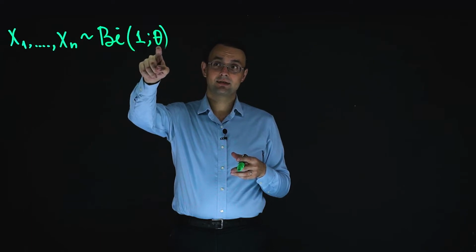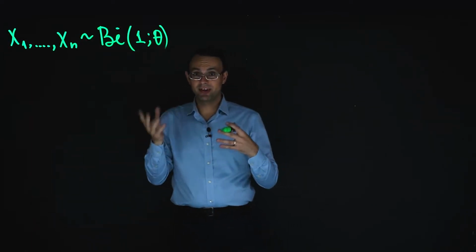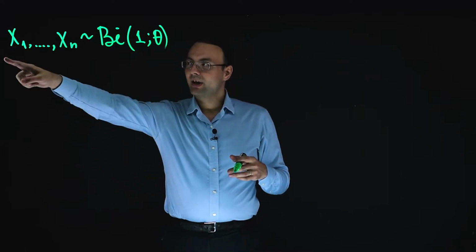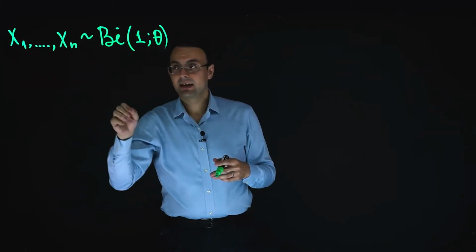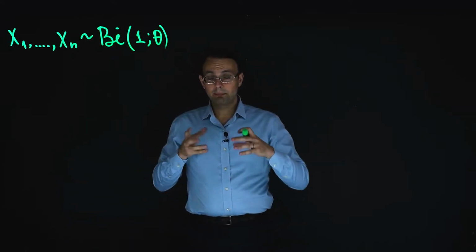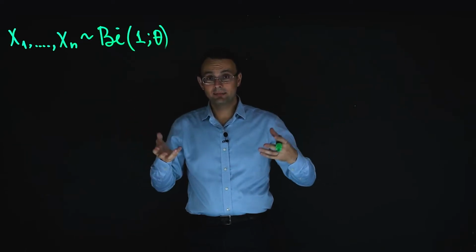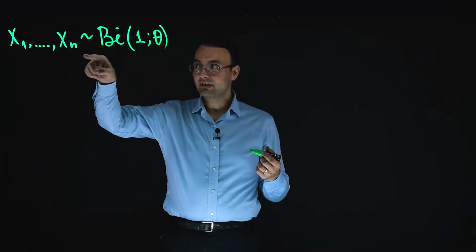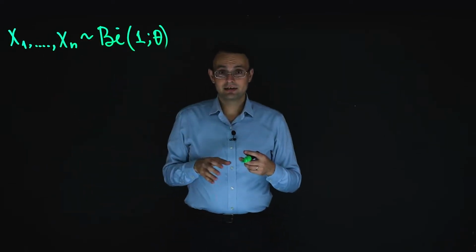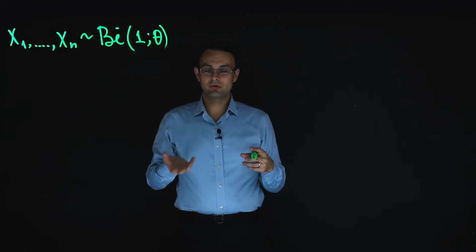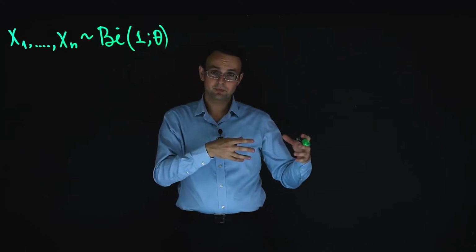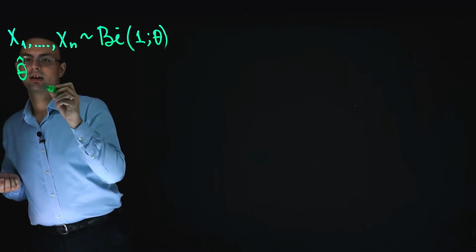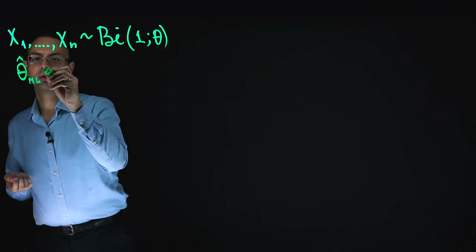So we want to estimate this theta. The physical meaning of theta is just that theta is a probability of success. And when we say that we have a sample of the size n, this means that we repeat this trial n times, and each time we get either 0 or 1. So our sample is just a set of zeros and ones. Zeros correspond to failures and ones correspond to successes. Our task is to find the maximum likelihood estimator of theta.